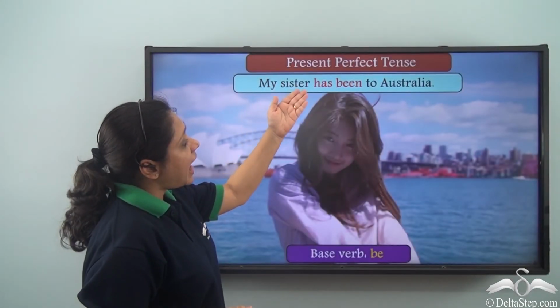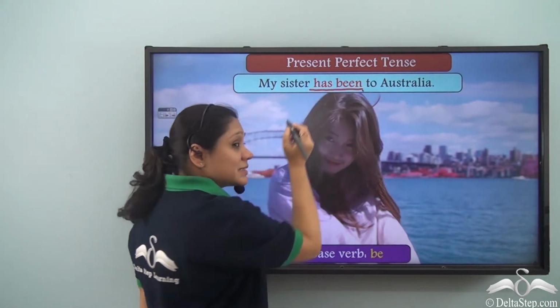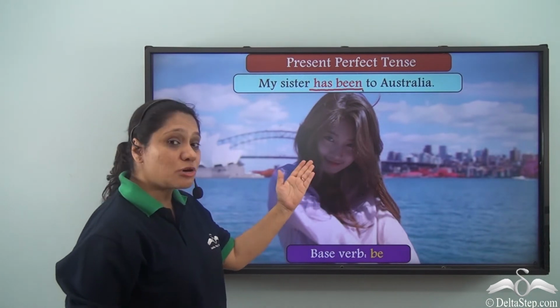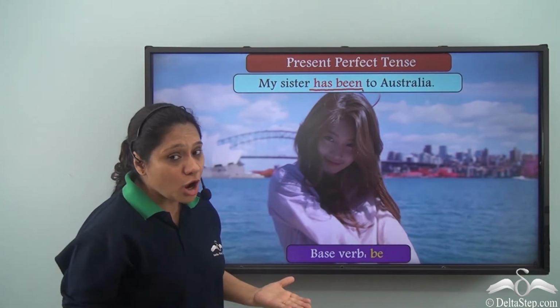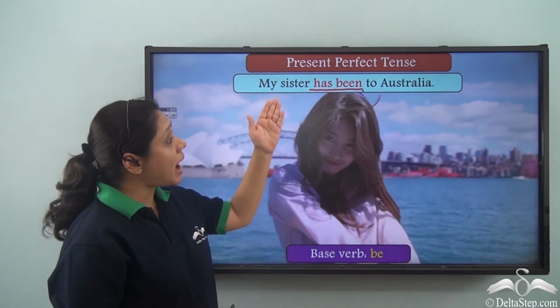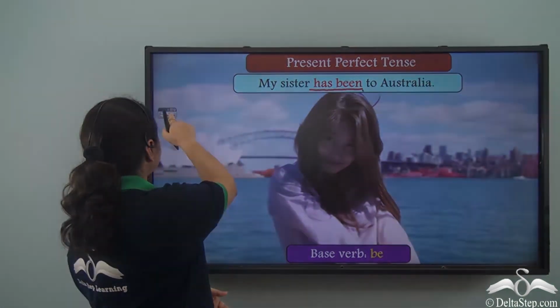My sister has been to Australia. Sometime in her life, my sister has been to Australia. We do not know the time when she went to Australia. So, has been is in the present perfect tense.